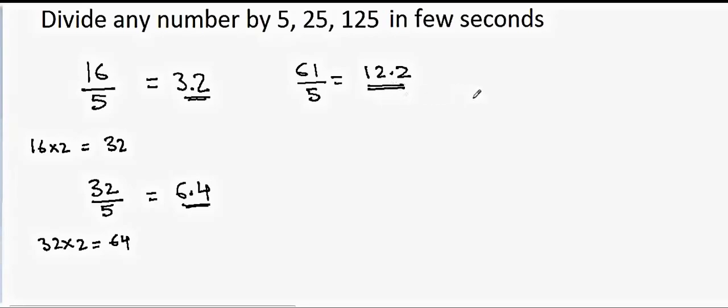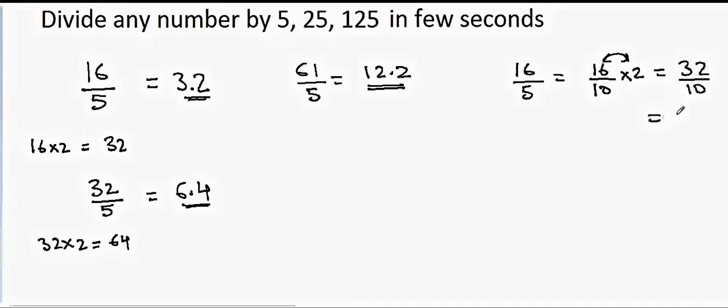So how I come with this trick, it's not magic, it's just a simple trick. Suppose I have 16 and I want to divide by 5, that is equal to 16 divided by 10 into 2. So what I'm doing here is multiplying by 2, and then putting a decimal because I have a 10 in the denominator. So the answer is 32 divided by 10, that is equal to 3.2.